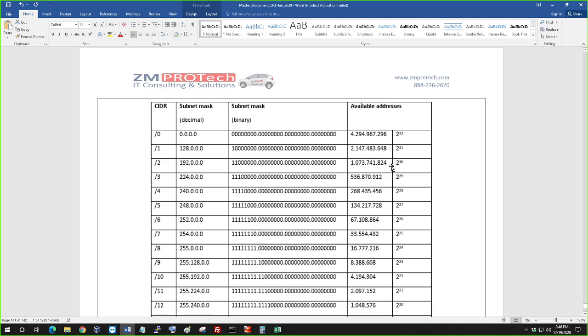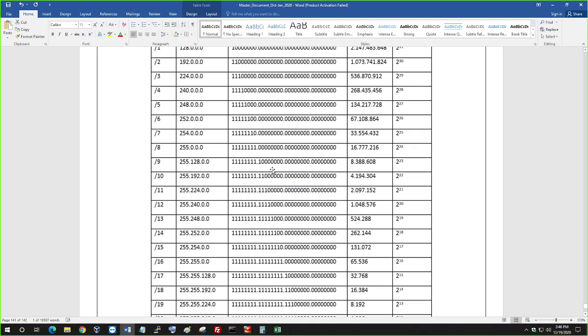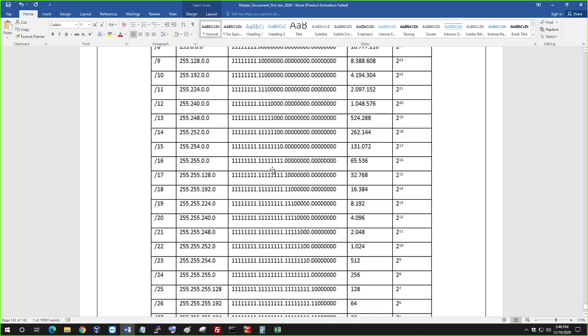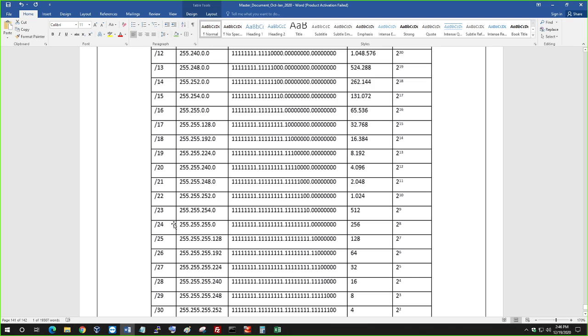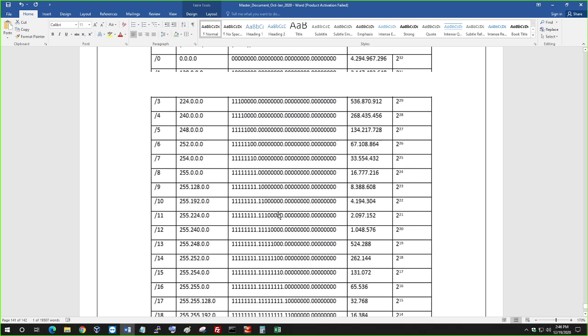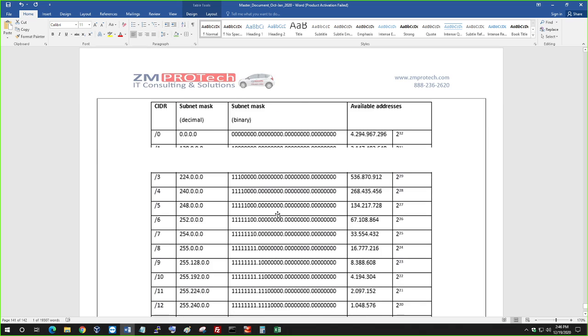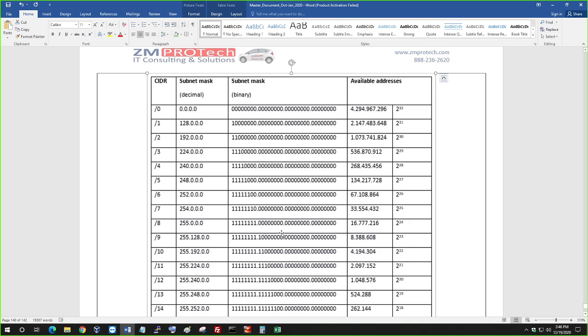/2 is half again. This is where it starts at 192, and 1 billion are available, 2 to the power of 30. Most of the time, we are working on /24, and the maximum each network is allowed to have is 256, okay? There used to be, is there a 172? No.